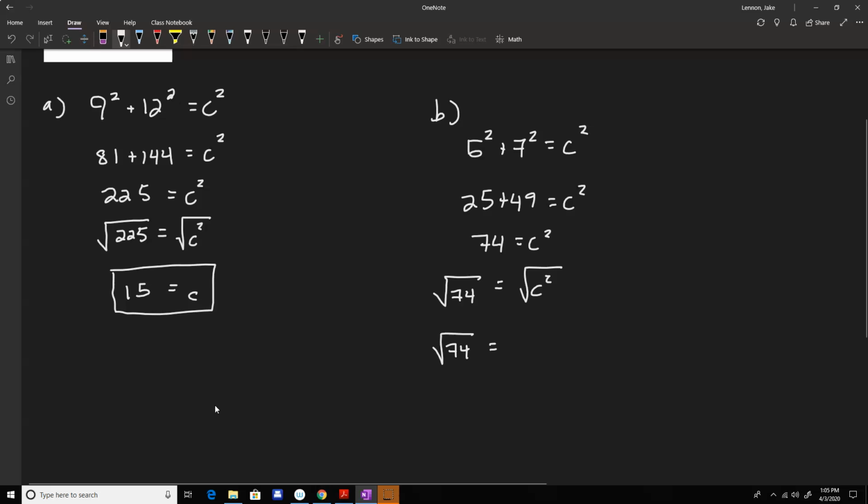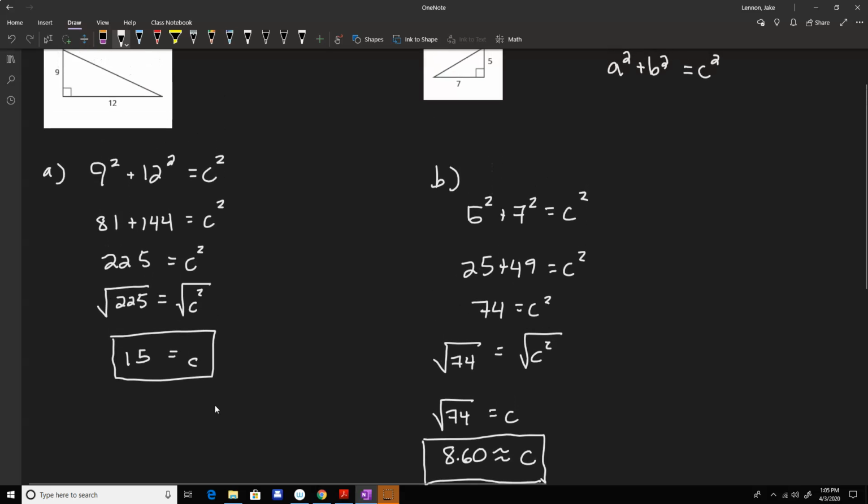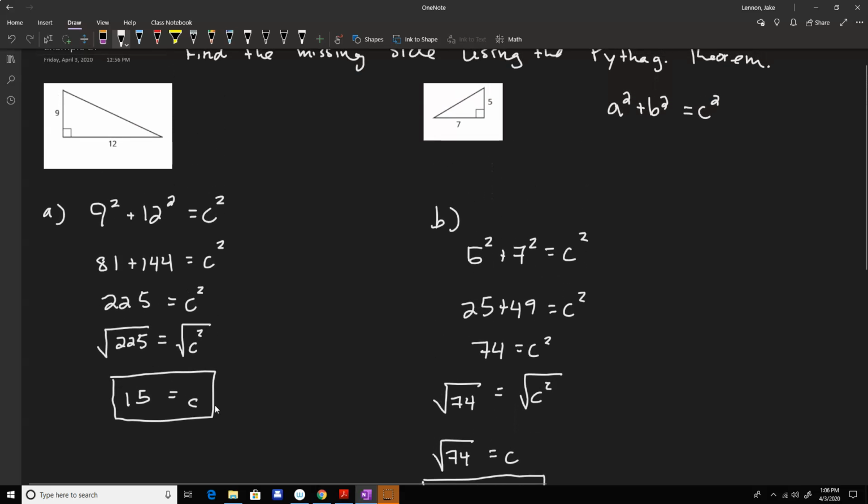but that's not exactly an integer, but we can always get an approximation if we want by just using the calculator. And if we wanted to approximate to 2 decimal places, this would be about 8.60. So if I do a little squiggly equals, that means that's the approximate value of c. So if I said on a test or quiz or something like that, round to 2 decimal places, you could use 8.60 for this example.